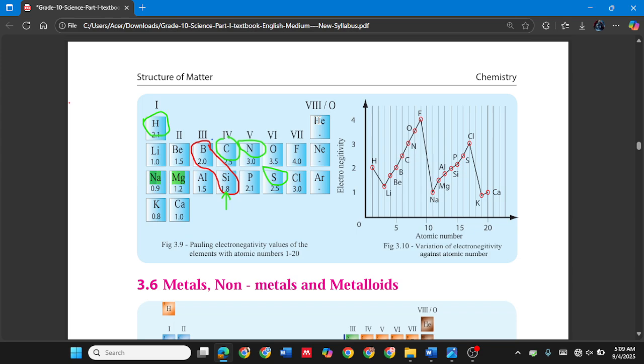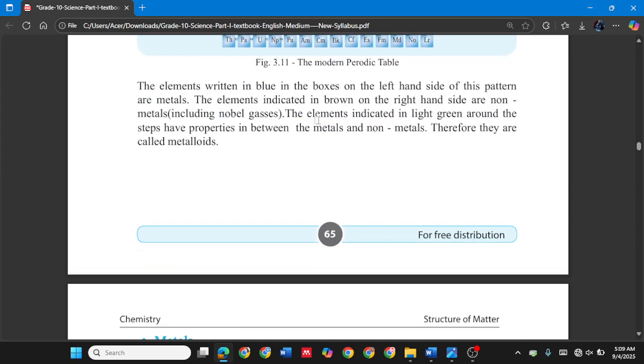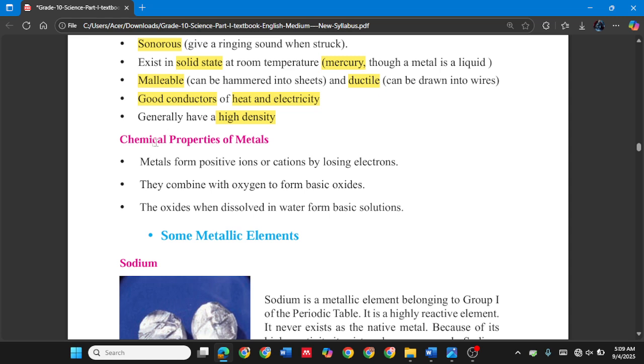Got that point? Okay. So what are their chemical properties? Metals form positive ions. When they remove their electrons, they get positive ions, which we call cations. Positive ions, cations. By what?